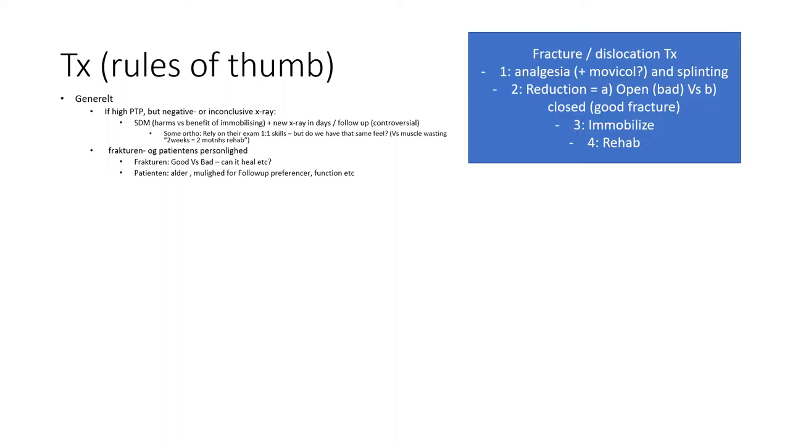And of course, with any kind of injury, you also need to think of analgesia and Movicol and antiemetics, and splinting, and then reducing it. If it's a bad fracture, then you'll do an operation with an open reduction. If it's a good fracture, sorry, you'll do a closed reduction. Then you'll usually immobilize if it's a fracture, and then you'll do some kind of rehab. They always need rehab, and they need to move, and they need to know how to move and how to live. That was the information part of this.